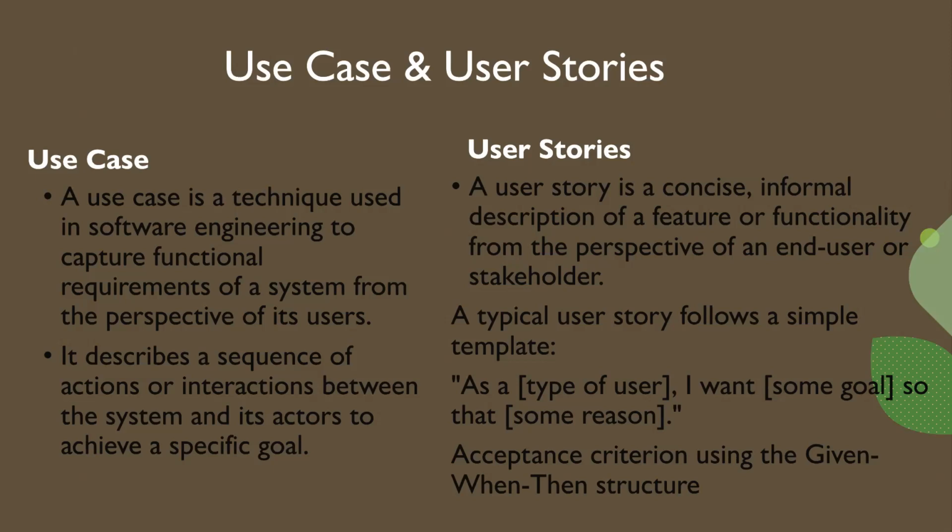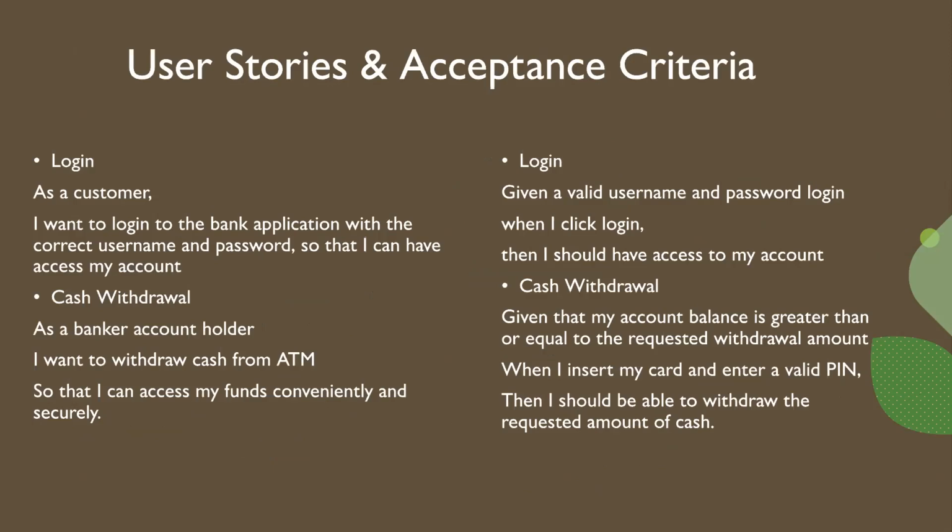Now, we'll go a little bit further. User story, this is the login example I just gave. As a bank customer, I want to log in to the bank application with the correct username and password so that I can have access to my account. Now, what is the acceptance criteria? Given a valid username and password login, when I click login, then I should have access to my account.